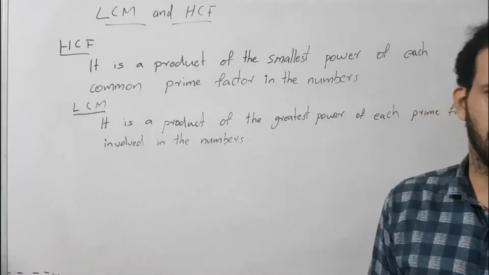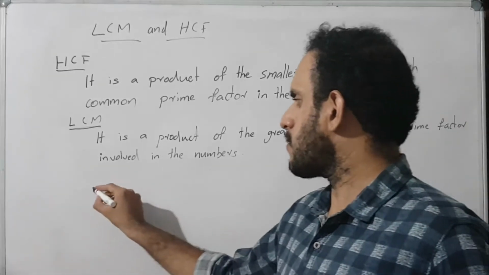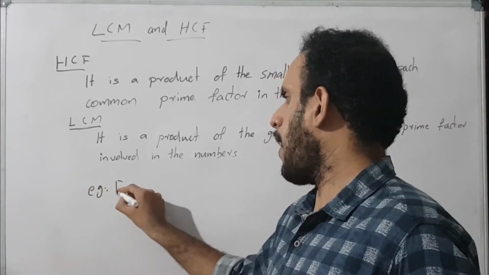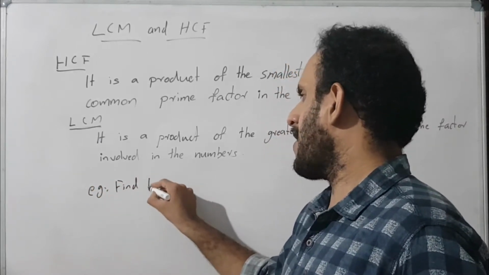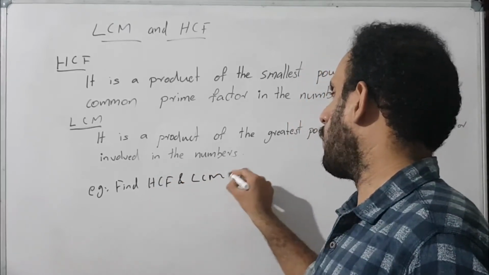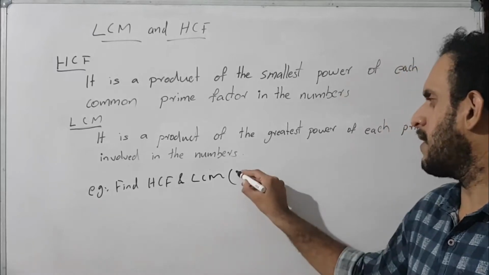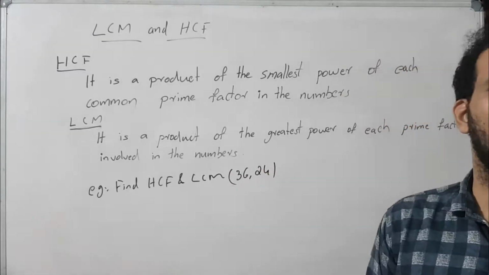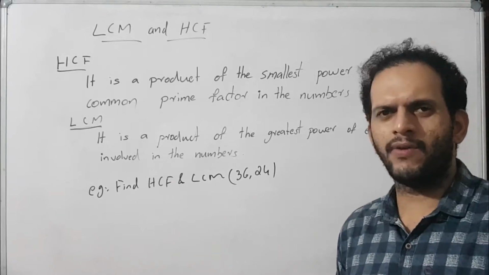Okay, what is an LCM? LCM is a product of the greatest power of each prime factor involved in the numbers. Example, the question asks like this sometimes: find the HCF and LCM of 36 and 24. Then what are the first steps?